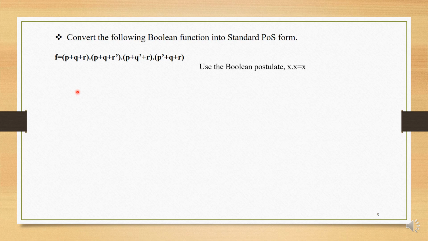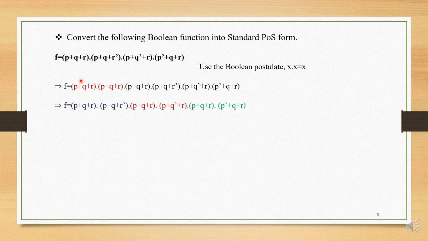Let us proceed with the simplification or the conversion. Now we know that from the Boolean postulate x dot x equal to x, so we are going to introduce two terms which will not affect the original expression, that is p plus q plus r dot p plus q plus r, which is nothing but we consider this as x and we consider this as x, x dot x equal to x, which is not affecting the original expression here. So now rearranging this expression, we can represent the same expression in this way.